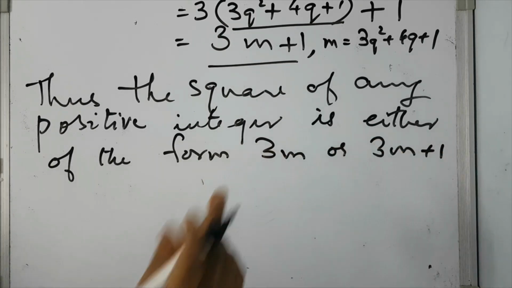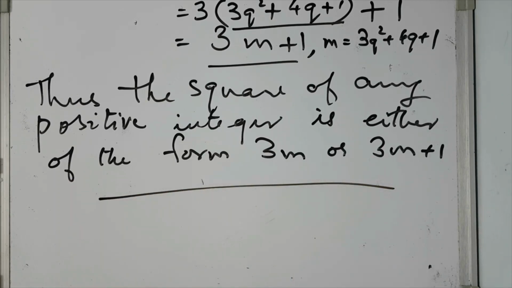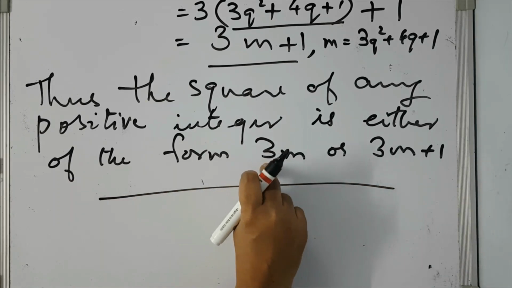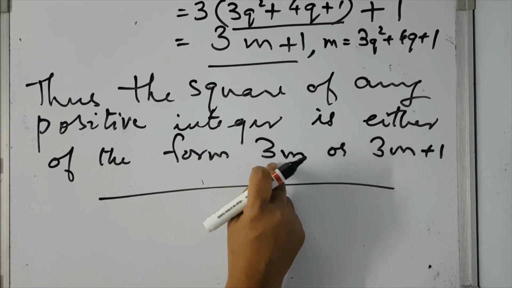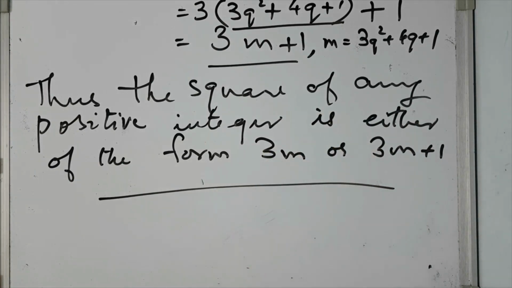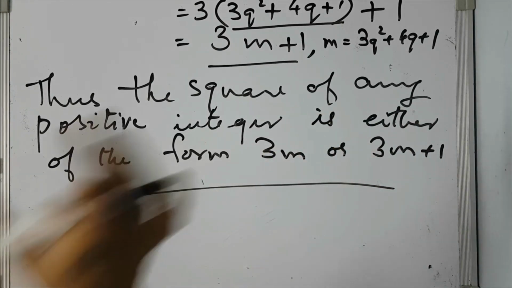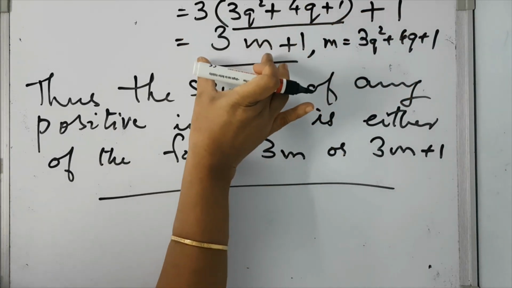In the first case we got 3m, and in the second and third cases we got 3m plus 1. So when we take b as 3, r will be 0, 1, 2. For 0 we are getting 3m, and for 1 and 2 we are getting 3m plus 1. It can be converted into the form of 3m plus 1. 4 is split into 3 plus 1, and first 3 was taken common.